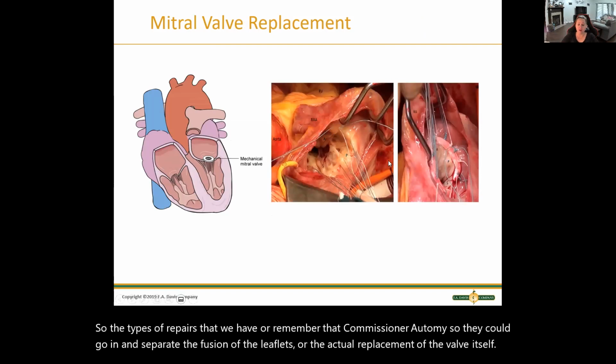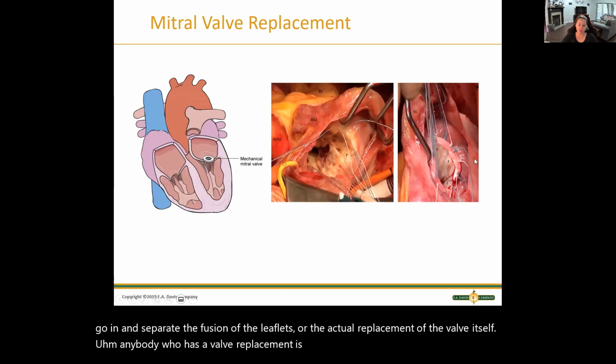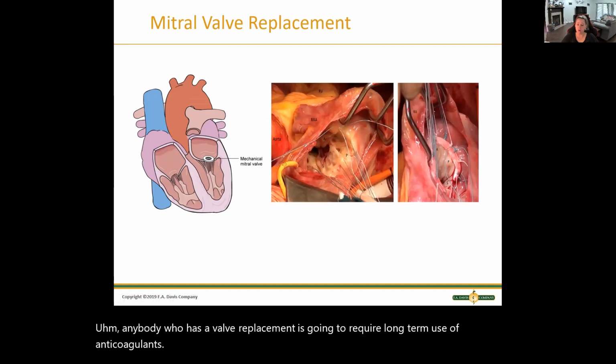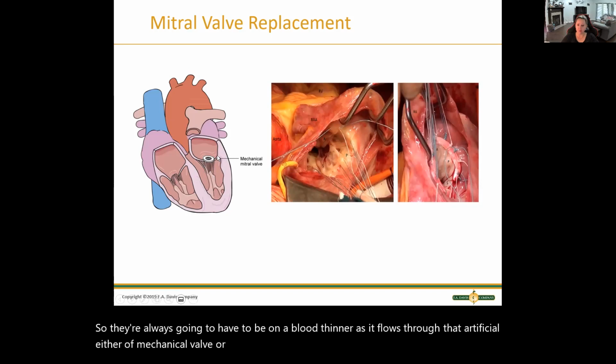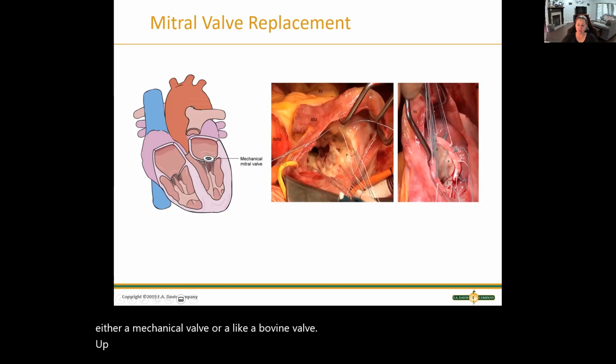Anybody who has a valve replacement is going to require long-term use of anticoagulants. So they're always going to have to be on a blood thinner as it flows through that artificial valve, either a mechanical valve or a bovine valve. So they're always going to have to be on an anticoagulant for the rest of their life. Okay.